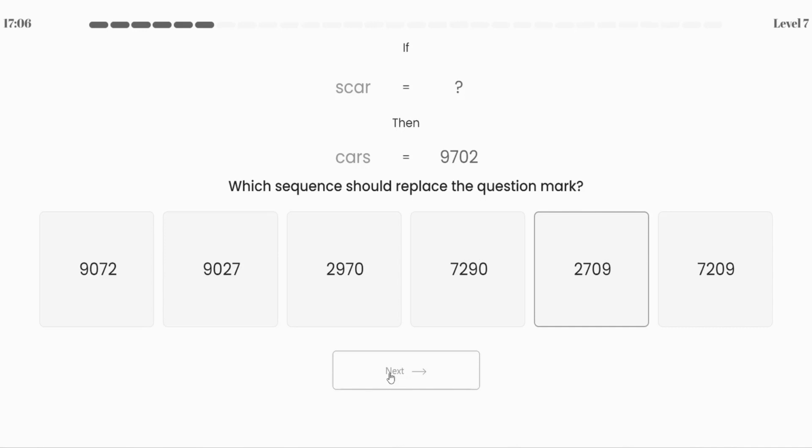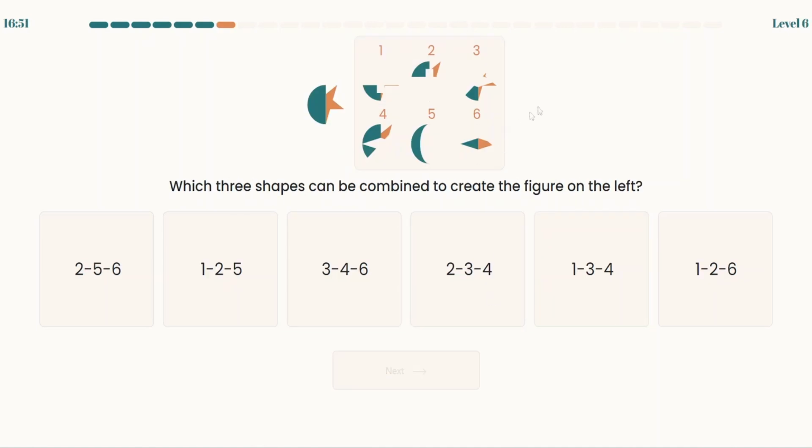So the correct answer is 2970, the third answer. The test actually got stuck earlier. I hope it doesn't happen again. I don't know if it's my bad internet or... Oh, there we go. Which 3 shapes can be combined to create the figure on the left?